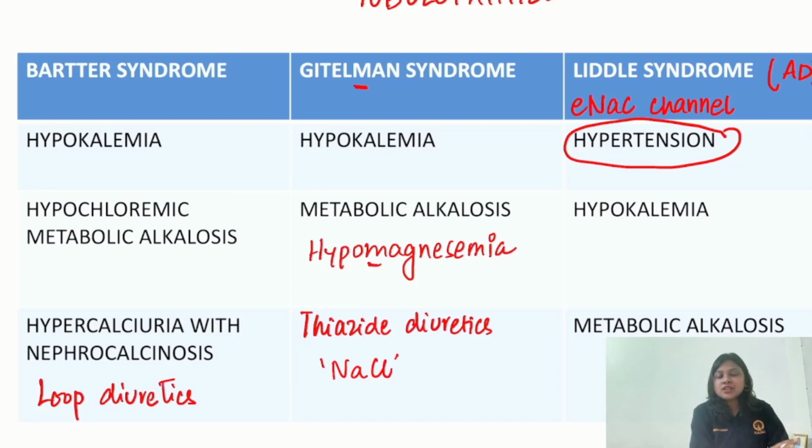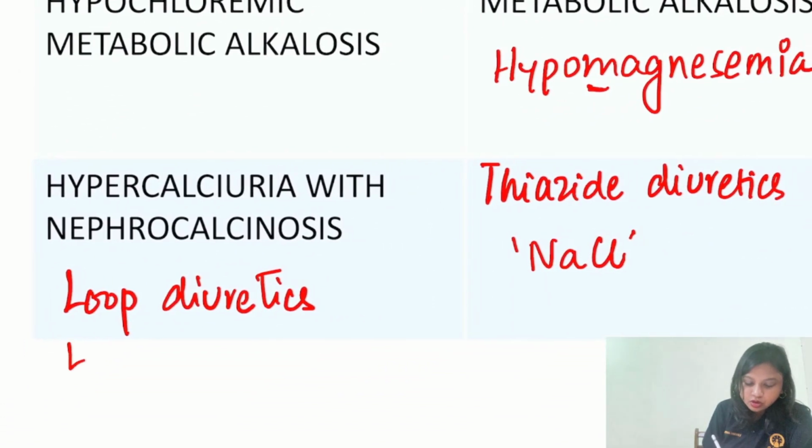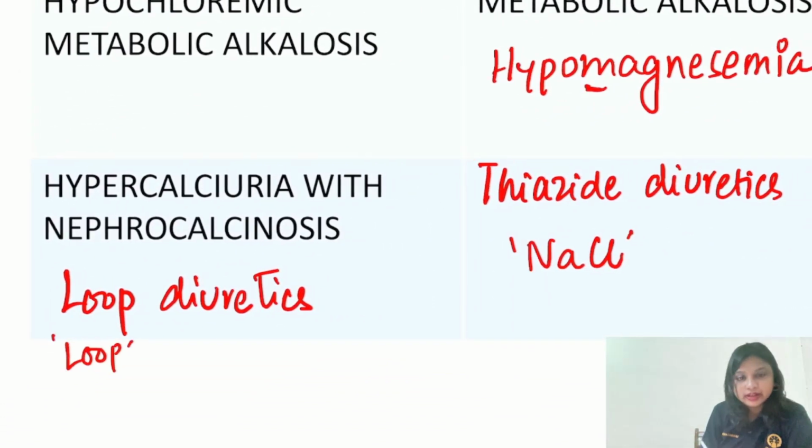So Bartter behaves like loop diuretics, and loop diuretics block which channel mainly? The 1 sodium, 1 potassium, 2 chloride channel. This is the channel which is blocked by loop diuretics. So we'll have hypokalemic, hypochloremic metabolic alkalosis, and you should remember one mnemonic, that is loop loses calcium. Remember this mnemonic. Loop, that is loop diuretic, loses calcium.